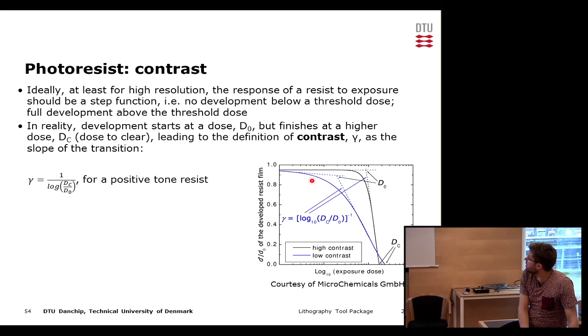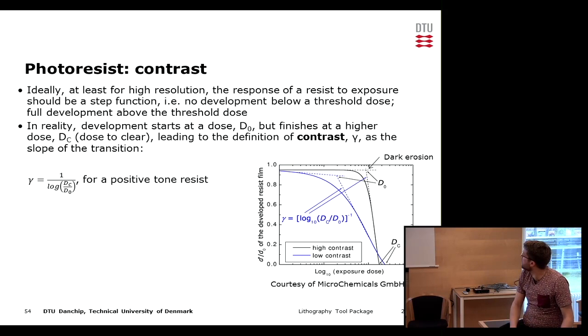But then for another resist, it might look more like this, so that a little bit starts to happen already in the beginning, and then finally it picks up speed and finishes here. And the slope of this part of the curve here is what we call the contrast of the resist.